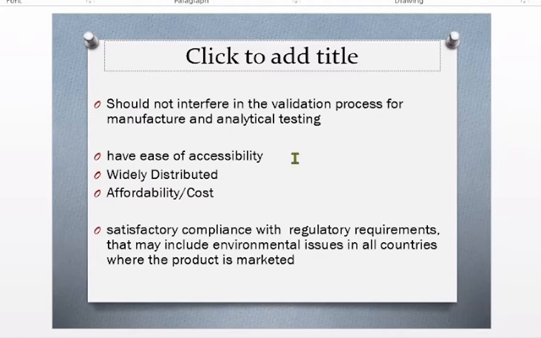Then there are other factors that we consider as well. The excipients must have ease of accessibility. There's no point in choosing an excipient which is not easily found. If you are having difficulties accessing the excipient, then you are going to be producing expensive products. So they must be widely distributed and also affordable. So you must consider the cost. Everything in the pharmaceutical industry is about money. You must consider how much money you are spending compared to what you are going to get out.